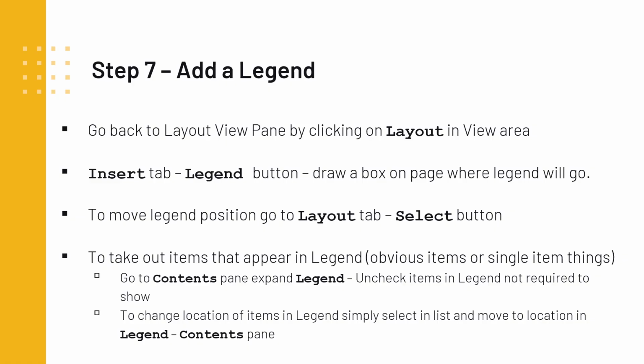To do that, you're going to go to the contents panel on the left. You're going to expand the legend. You're going to uncheck the items in the legend that you do not want to show. If you'd like to change the locations of the item in the legend, simply select it in the list and move the location up or down in the legend contents pane.